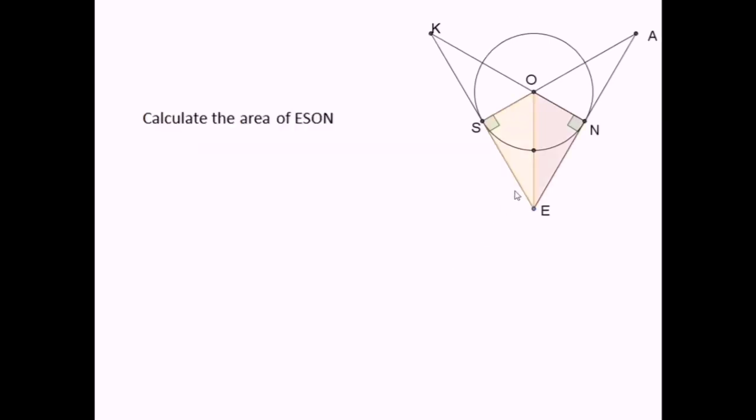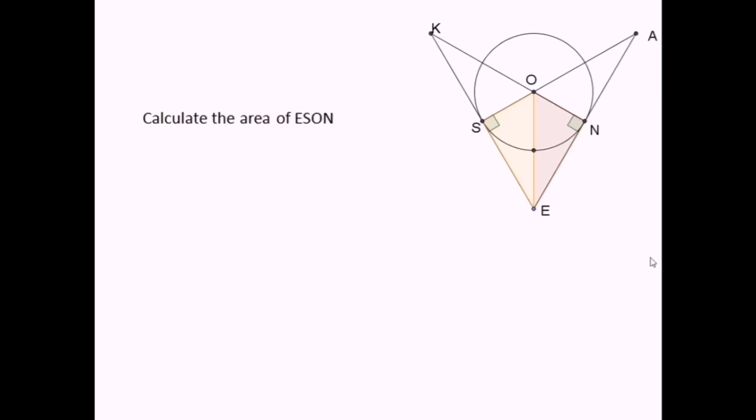Now we want to calculate the area of ESON. Well, looking at this quadrilateral, one would realize that it is not a regular one, it is not a square, it is not a rectangle, it is not a parallelogram, it is not a trapezoid. So it is just a scalene quadrilateral. It is a quadrilateral because it has 4 vertices. So how to get the area of this shape? Since it is not a regular one, we can think in another way.